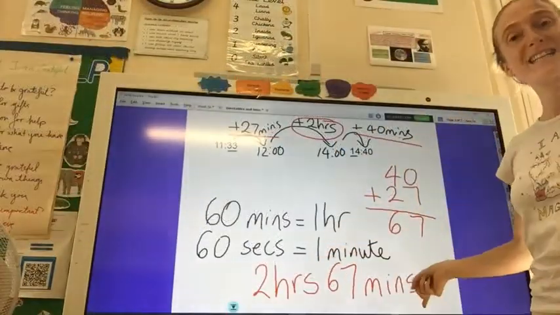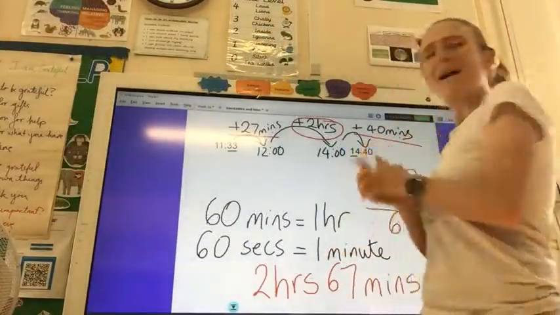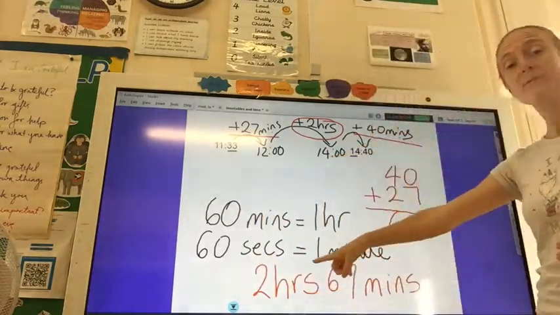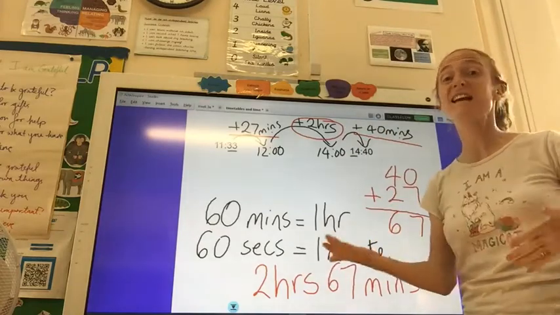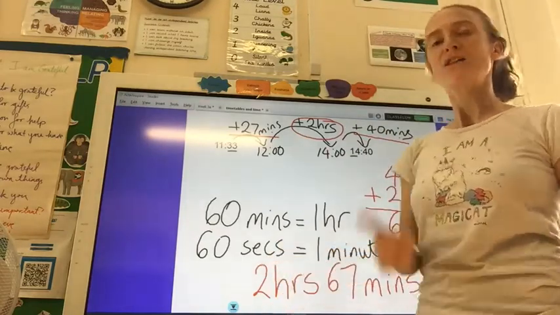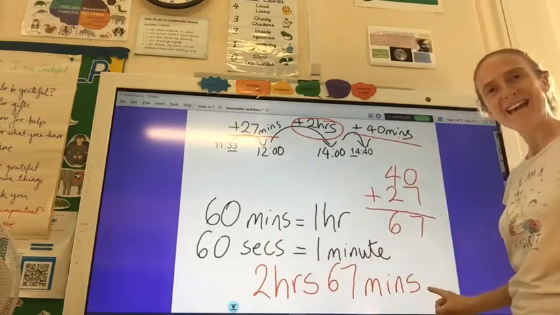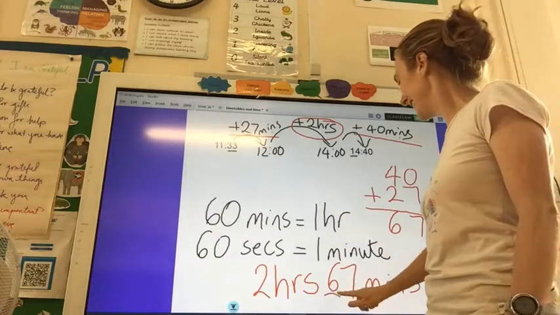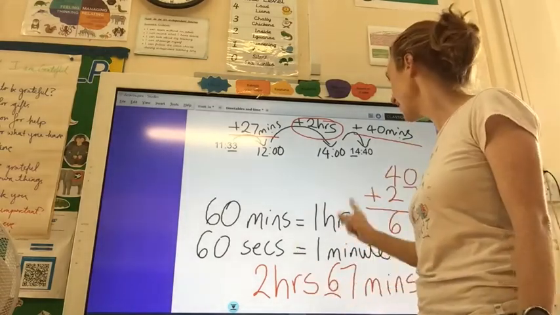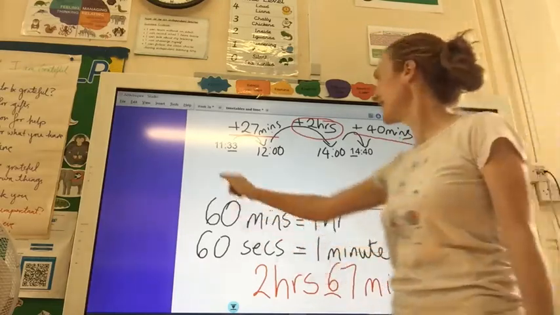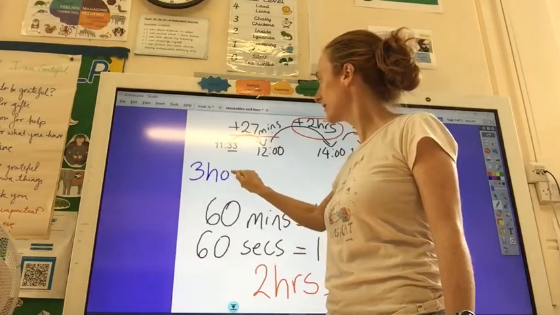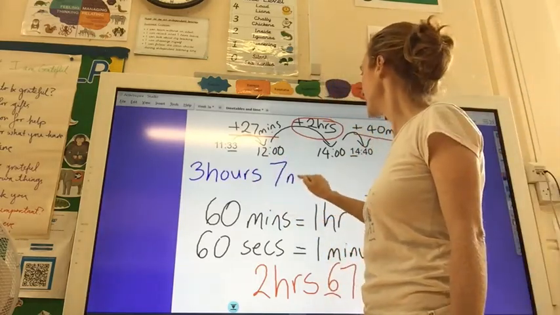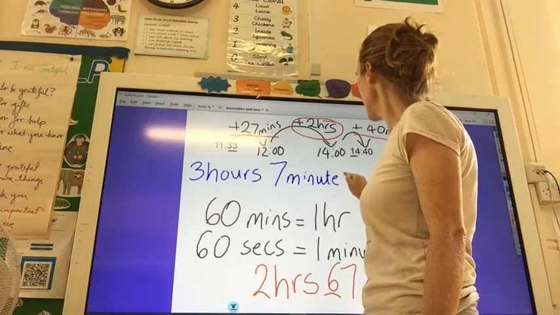So did you get 2 hours and 67 minutes? Let's go back to this. We've got 60 minutes in 1 hour. So we need to convert this because at the moment it's 2 hours and 67 minutes, and 67 minutes is bigger than 1 hour. So what do you think if we convert this? How many whole hours and minutes do we have? That's right, 1 whole hour fits in there. So actually the answer in the end is 3 hours and 7 minutes.